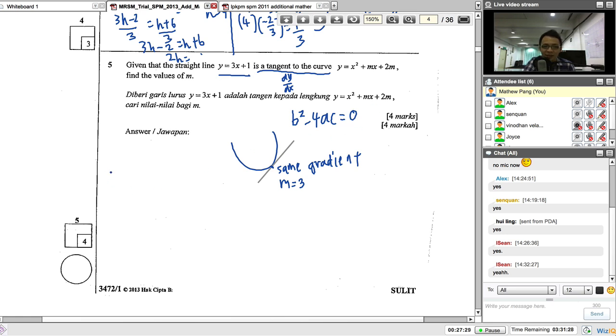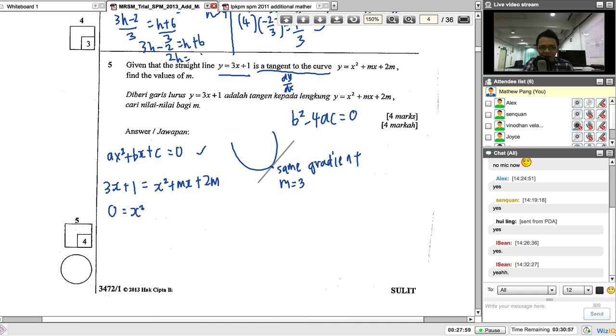So in order to use this, we must change our equation into the general form, which is ax squared plus bx plus c equals 0. So I'm going to substitute the y into the y. So I got 3x plus 1 equals x squared plus mx plus 2m. I must make it equal to 0, and both of these have y. If there is y, I cannot apply the general form of a quadratic. So I'm going to move everything here and make it 0.